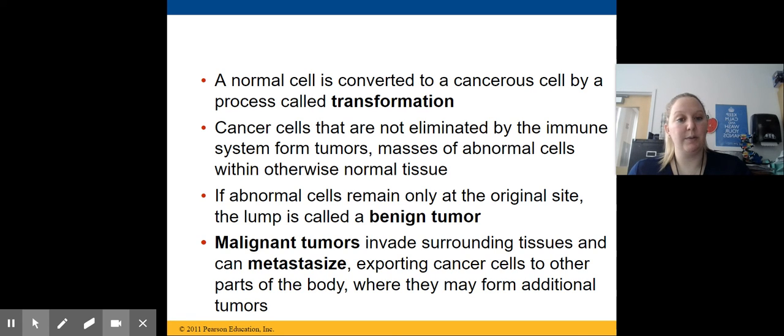Abnormal cells that remain at the original site and may not be cancerous, we call this a benign tumor. But malignant tumors are those that invade the surrounding tissues and metastasize, or move cancer cells from one part of the body to the other. This can form additional tumors, and the number one type of metastasized cancer that we think of is metastatic breast cancer. It's the movement of cancer from one part of the body into the breast.